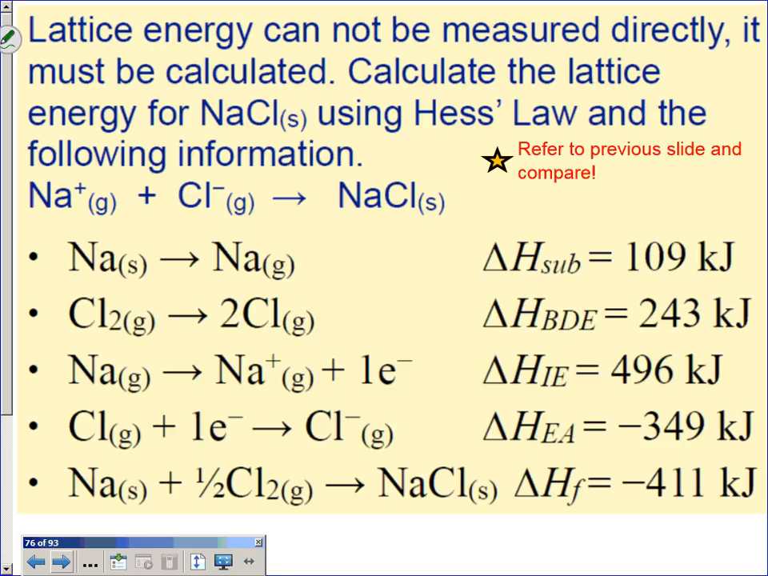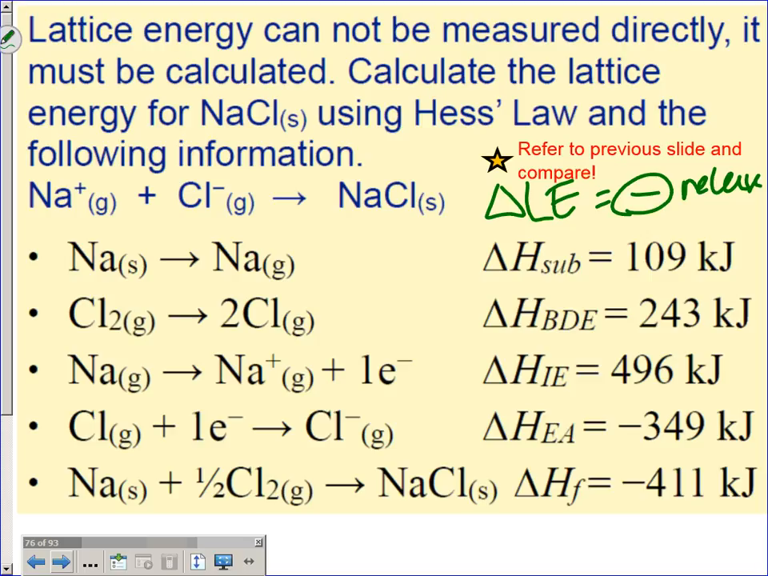Okay, so these two ions are crazy. They come together and form a nice, stable sodium chloride bond. So this should be a negative lattice energy, because it should be releasing the energy that the ions are comprised of.